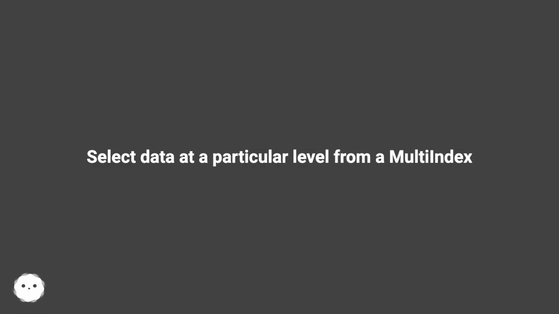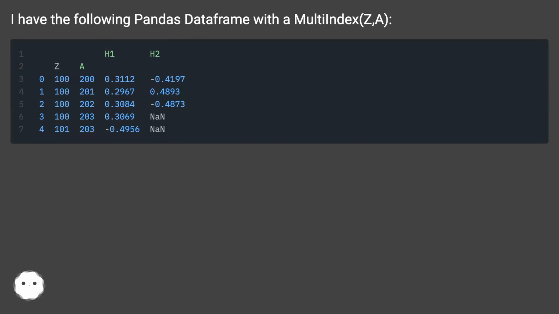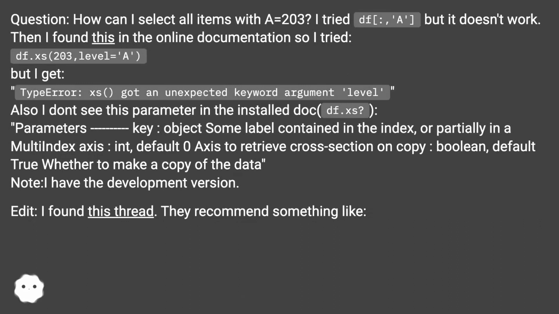Select data at a particular level from a multi-index. I have the following pandas data frame with a multi-index, Z, A. Question: how can I select all items with A equals 203? I tried df column, but it doesn't work.